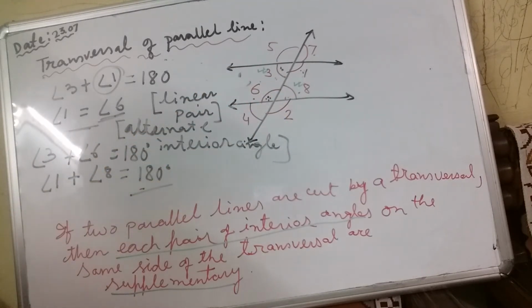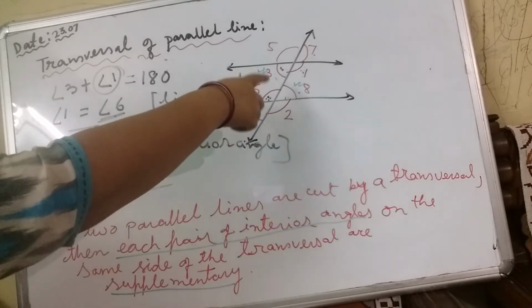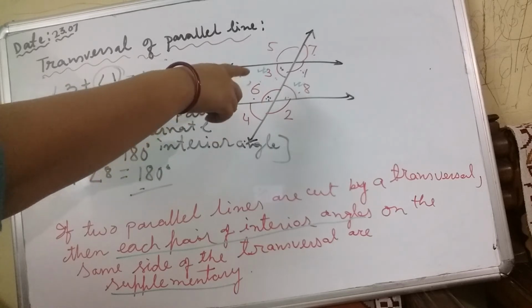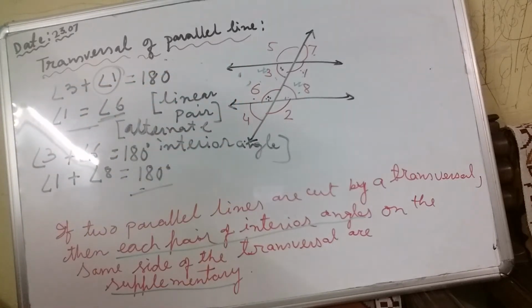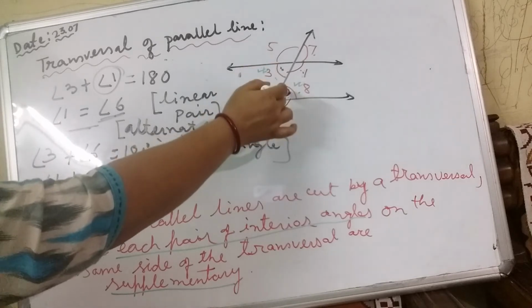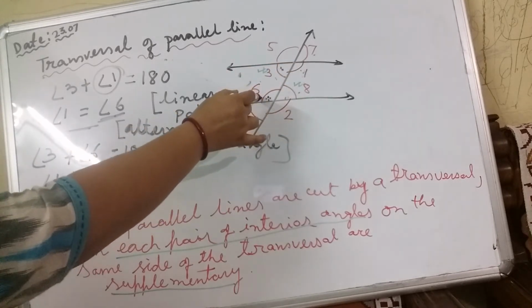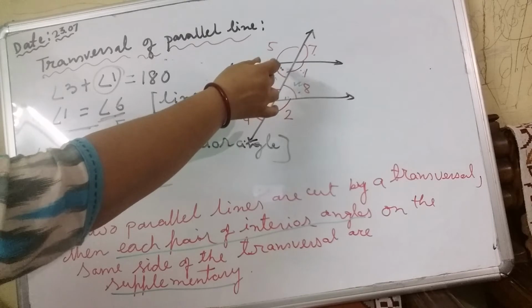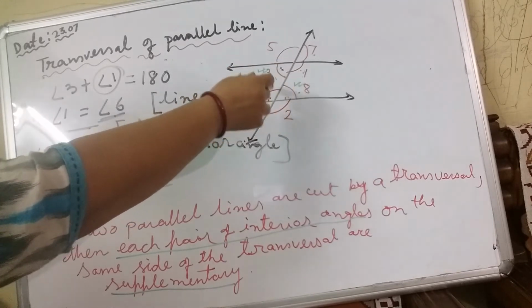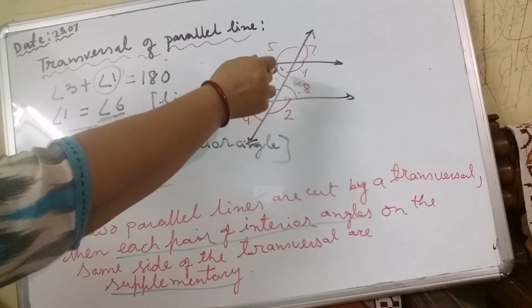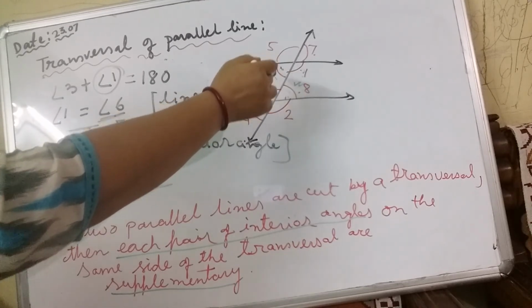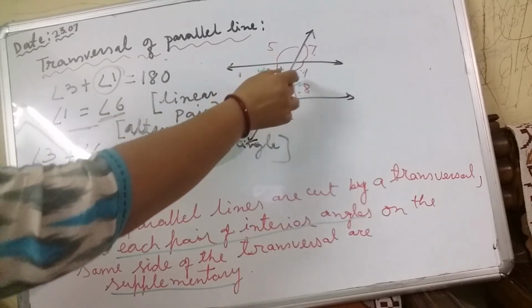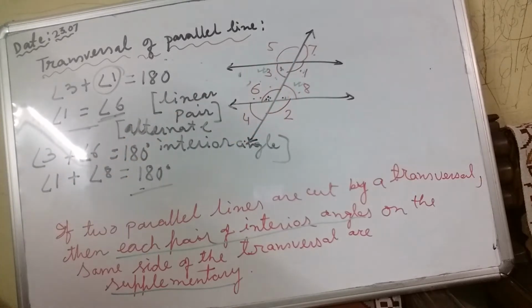So we have got three relationships in the case of transversal of parallel lines. First, each pair of corresponding angles are equal in measure. Next, alternate interior angles are equal in measure. And each pair of interior angles on the same side of a transversal are supplementary, meaning this angle and this angle are supplementary, and this angle and this angle are supplementary.